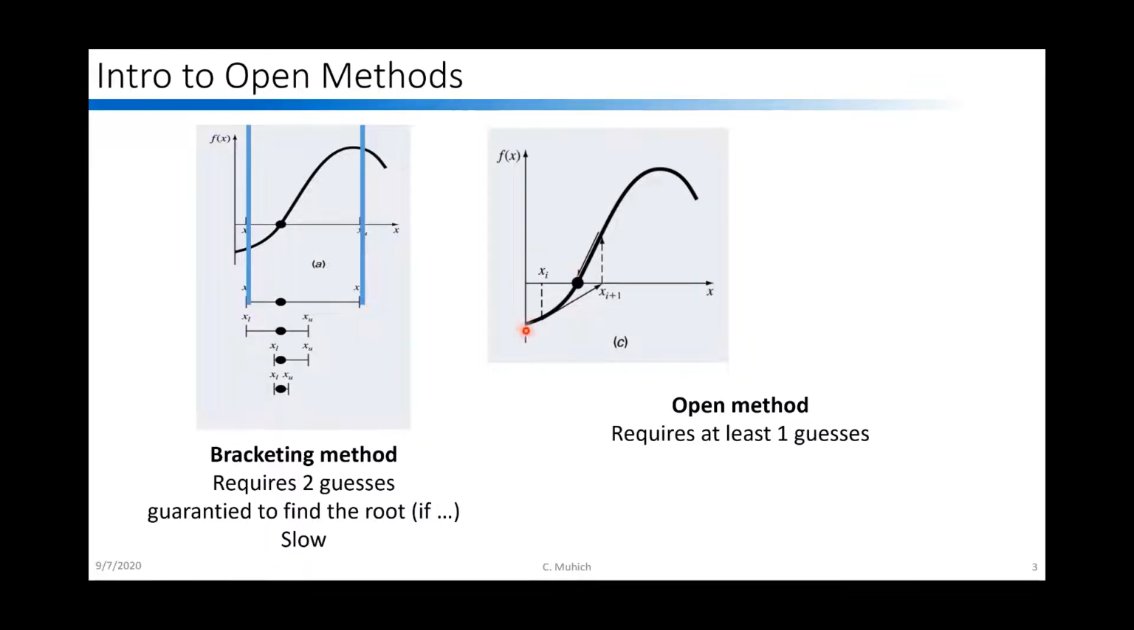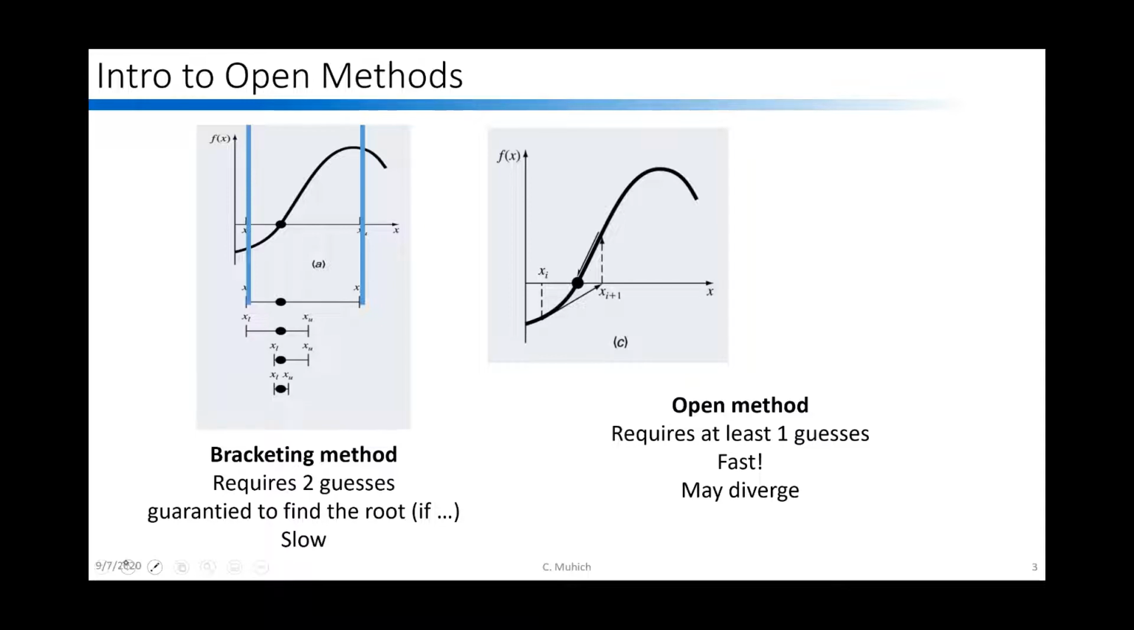But here's what this figure is going to show. Instead of trying to bracket the root, so having 1 guess on the left and 1 guess on the right, we're going to actually use extra information that we have about the tangent of that line, or the derivative of that line, to get better guesses. This is very important because it can be significantly faster than the bracketing method.